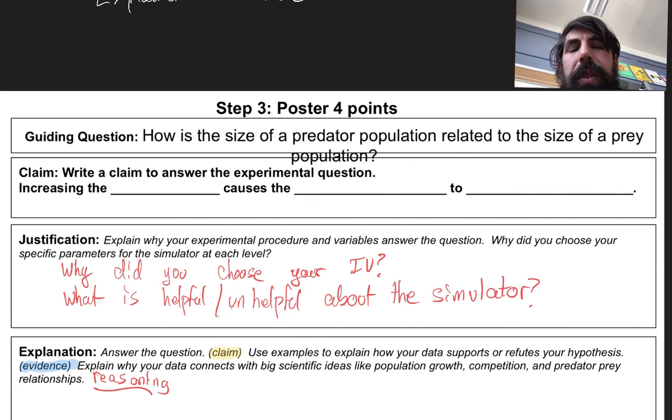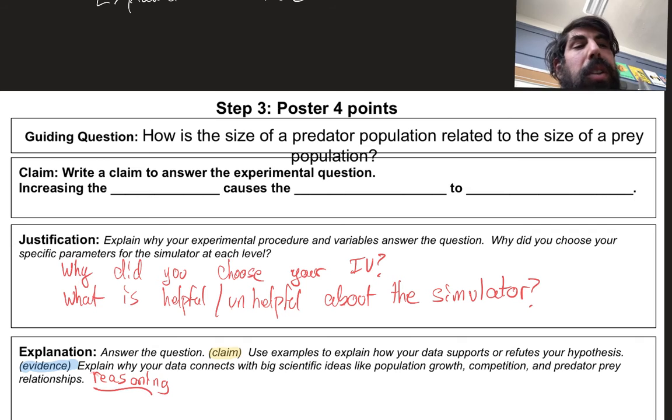What were your results? In your justification, explain why you chose the variables you did and what the advantages and disadvantages are of using the simulator. So your claim may turn out to be 2 sentences because you're going to talk about how your individual independent variable turned out and this larger question.